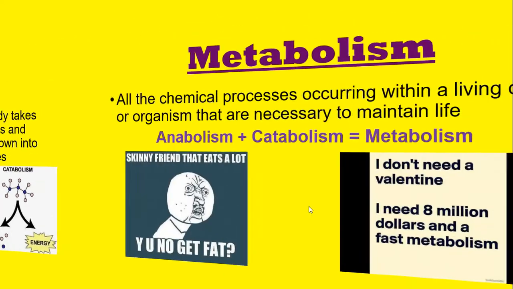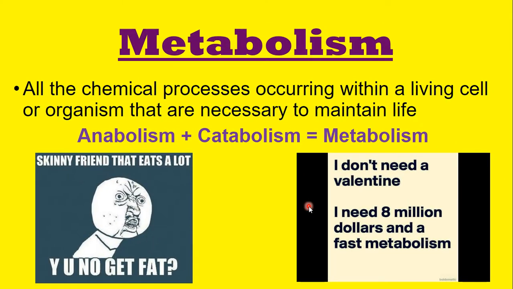They work together with something called metabolism. Anabolism plus catabolism equals metabolism, and your body has to do metabolism to be living. Refer back to the Characteristics of Life video. Metabolism is all the chemical processes that occur within a cell or an organism that are necessary to maintain life. So you take your anabolism, you add in your catabolism, and you get your metabolism. A lot of isms in there.